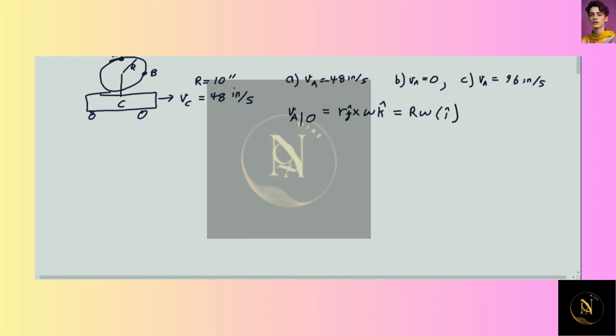And if we're working in inches here, which is what I've converted everything to, this is simply 10 inches times omega in our i hat direction. So pretty simple. We can calculate the angular speed of the wheel when that velocity of A is negative 48 inches per second. The velocity of A will be the velocity of A given O plus the velocity of O, which will be moving at the cart's velocity, which is velocity C.